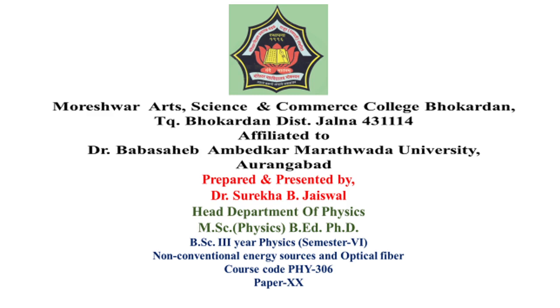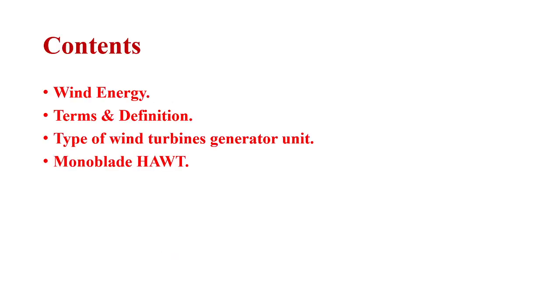Today we will discuss non-conventional energy sources, course code PHY 306, paper number 20, semester 6. Today's topics are wind energy, terms and definitions, types of wind turbines, generator unit, monoblade, HAWT.